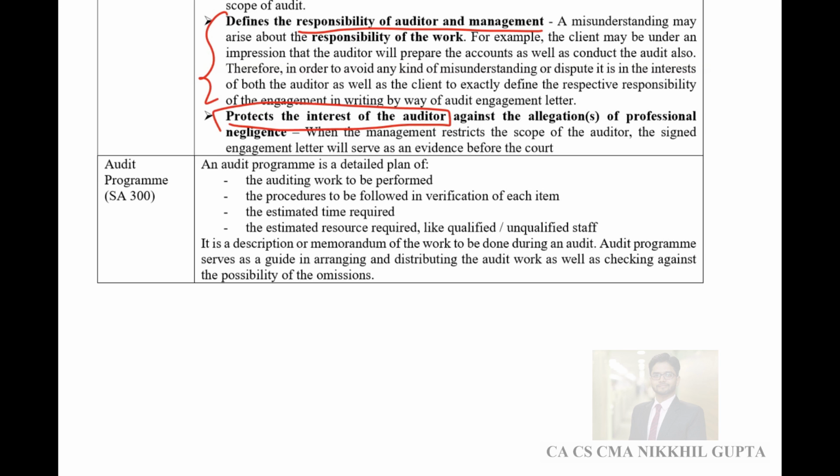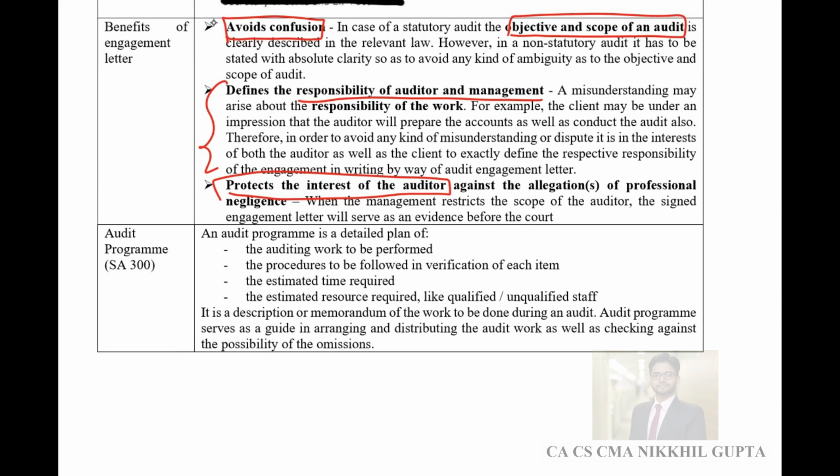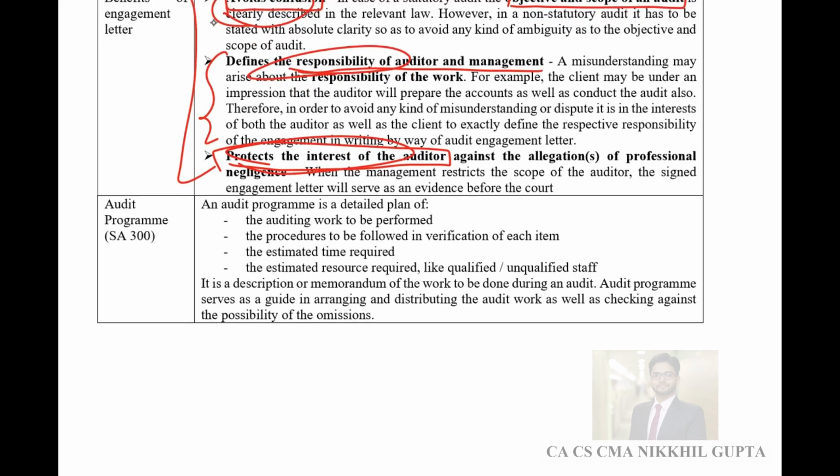he was not reprimanded, he was not convicted of any professional misconduct. So if an auditor wants to protect himself from any kind of allegations in future, then he has to clearly write his scope and objectives and his entire scheme of doing the audit in the engagement letter. So these are the three benefits of having an engagement letter. It avoids confusion, it defines responsibility, and it protects the interest of the auditor.